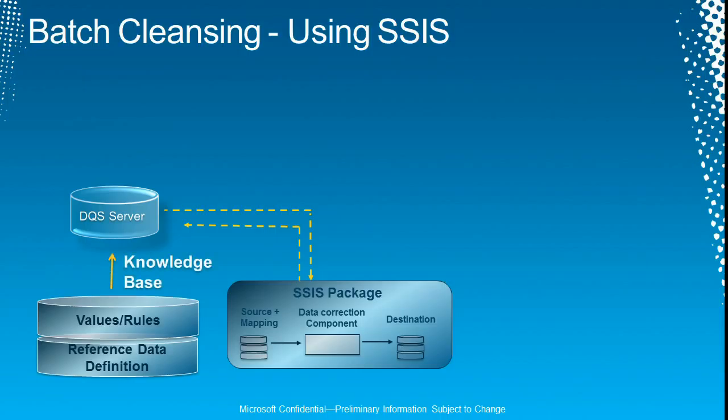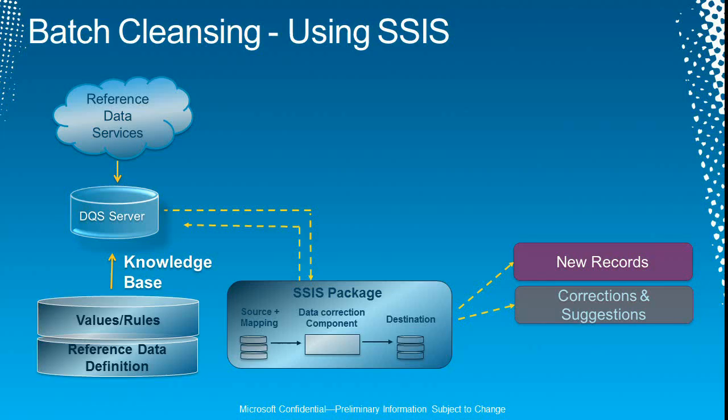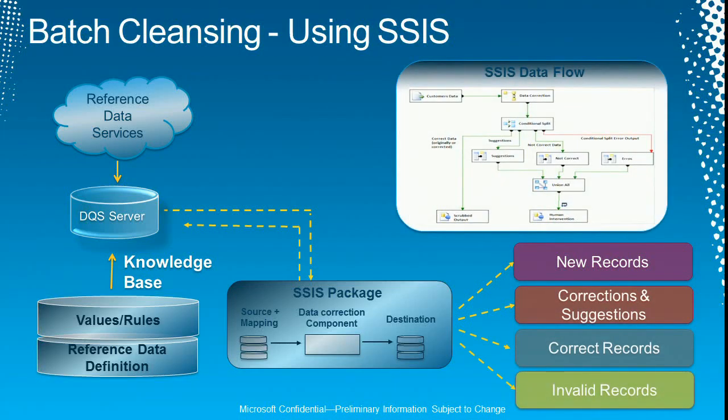The DQS server will take the knowledge base with all its values and all its rules and all its reference data definition. All of the reference data services cloud integration that there is will also be accessible through the SSIS component. And in the end, it will provide a list of all records that are new, corrections or suggestions that I found to the records in that package, records that I know are correct, and records that are invalid. And you can use it as you see fit to continue the process. You can say everything that is correct or corrected continues into my process. Everything that's new or invalid or suggested goes to a manual repository for some data expert to work on later on, analyze and decide what they want to do with it.